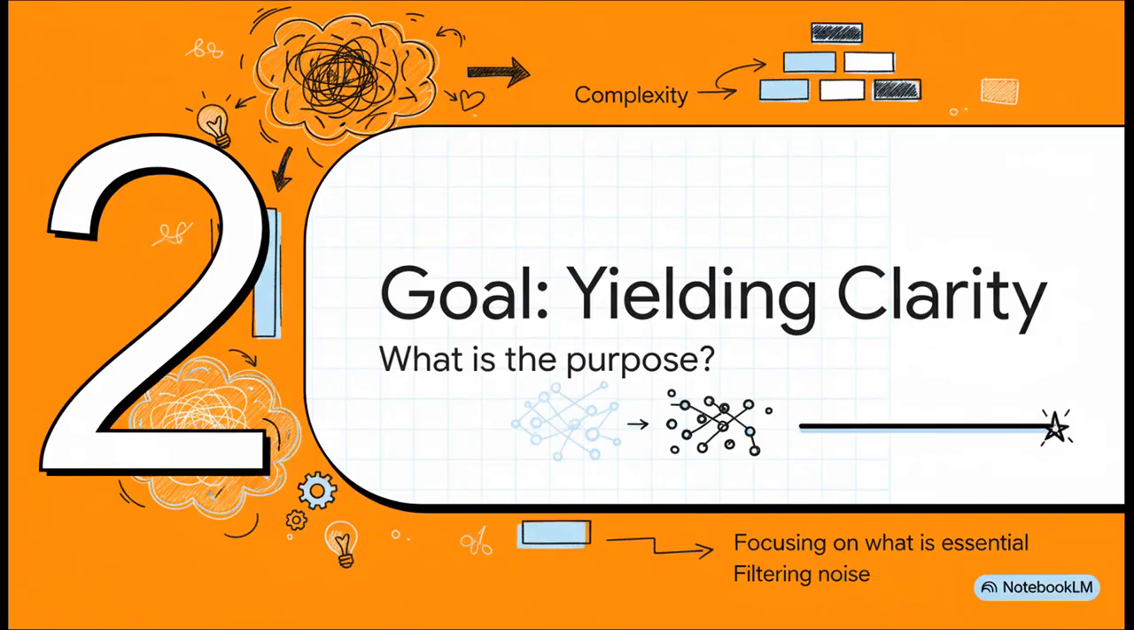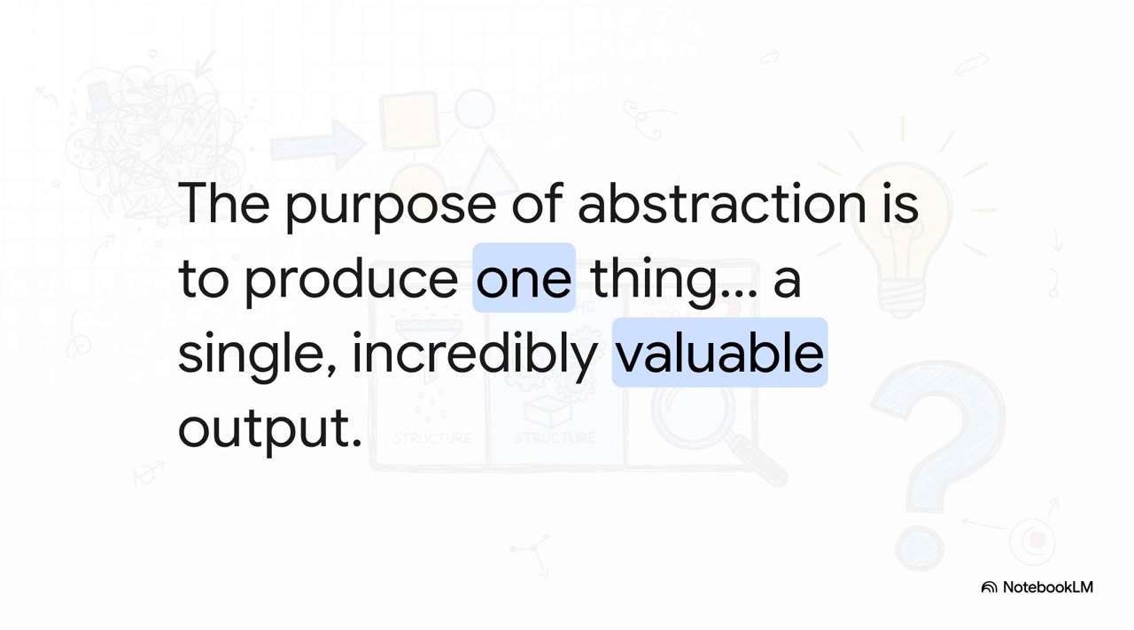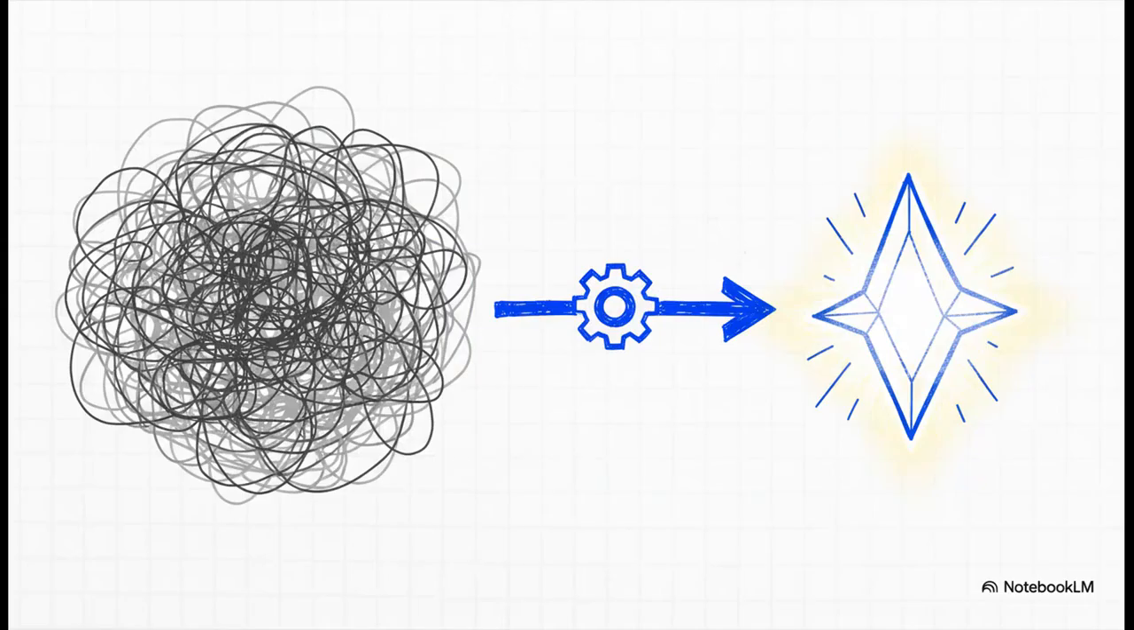Okay, so we've just walked through this pretty intense three-step process: filtering, building, and refining. But why? Why go through all this trouble? What's the big payoff for all this mental heavy lifting? Well, the source material is crystal clear on this. Every single one of these mechanisms, from omission all the way to modeling, is designed to produce one single, incredibly valuable thing: clarity. That's it. That's the whole point.